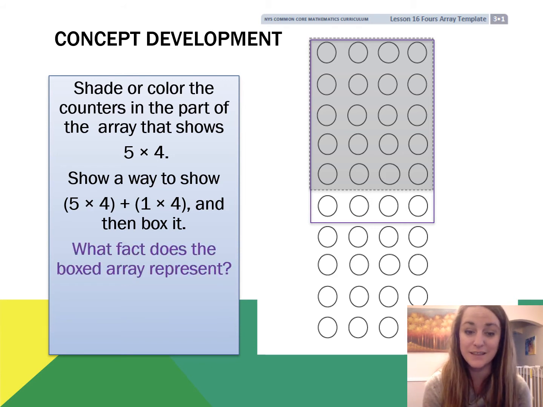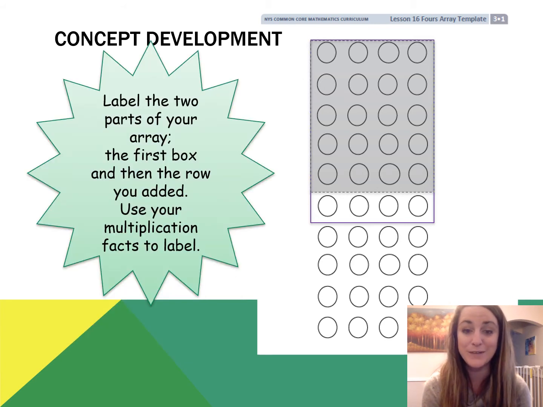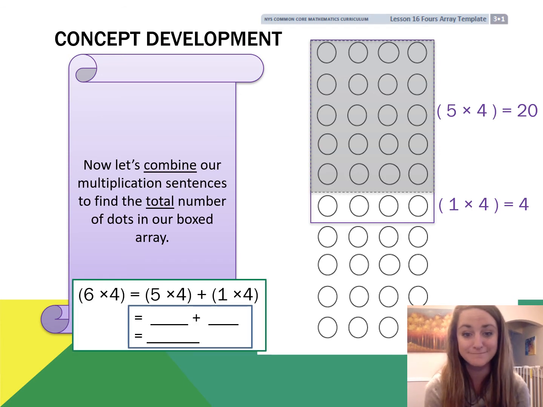What fact does the boxed array represent? It represents 6 times 4. That's because there are 6 rows of 4 in the entire box. We're going to label the two parts of our array, the first box and then the row underneath. 5 times 4 equals 20, and 1 times 4 equals 4. Now, let's combine our multiplication sentences to find the total number of dots in our boxed array.